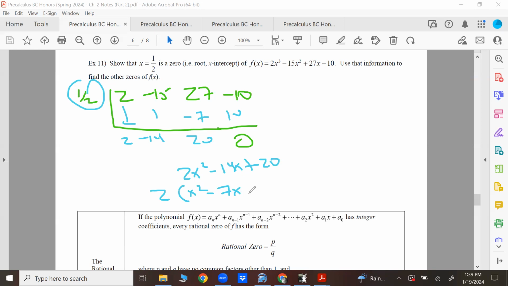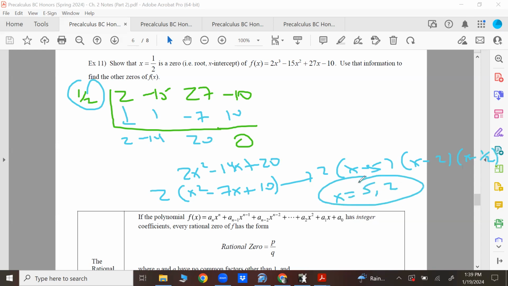So that becomes what? X minus 5. And you still have the x minus 1/2 from before. And that's the answer. Well, actually, it's not the answer. It's just factored. So those are your other zeros, 5 and 2.